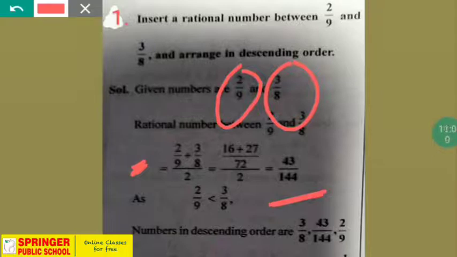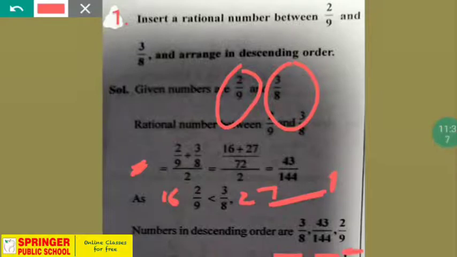The second part of the question was to arrange them in descending order. So students, first of all, we have to compare both the rational numbers which are given to us, 2 by 9 and 3 by 8. You know the rule for finding which one is smaller and which one is greater. Just cross multiply: 2 into 8 becomes 16 and 3 into 9 becomes 27. So obviously 3 upon 8 is greater than 2 by 9, and hence when we arrange them in descending order, that means bigger to smaller, 3 by 8 comes first, then 43 upon 144, and then 2 upon 9.